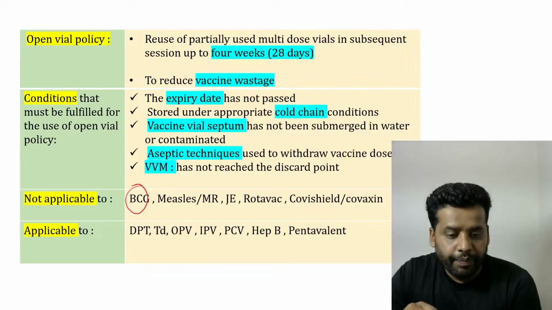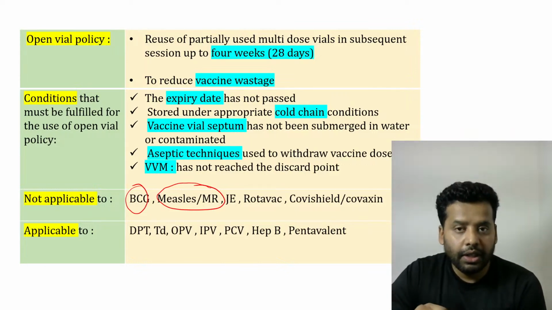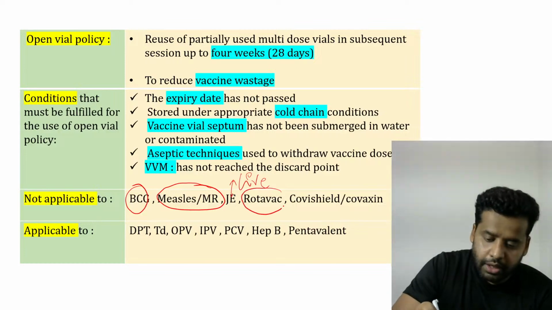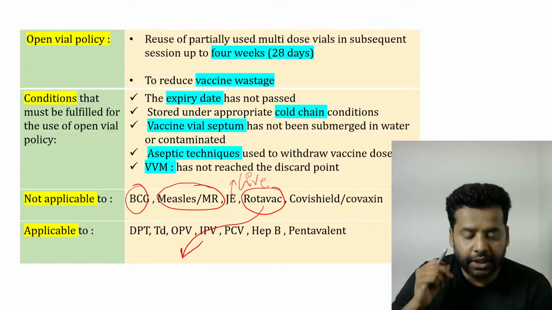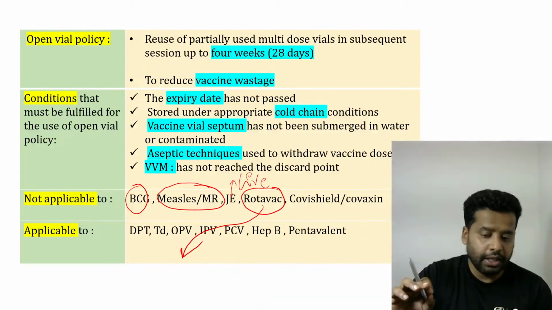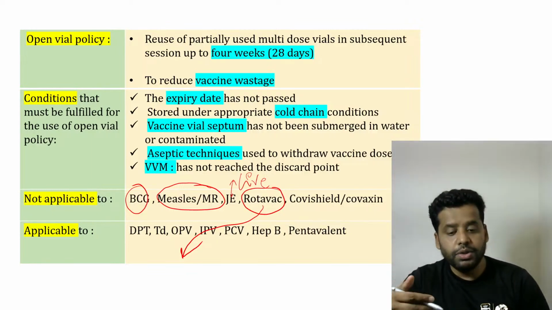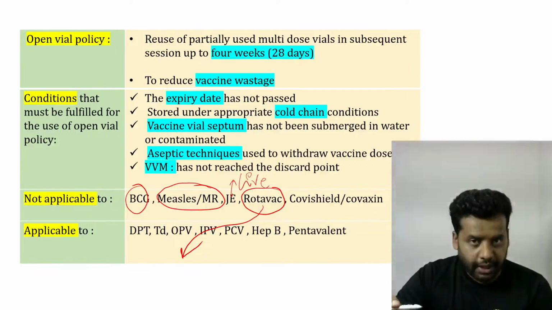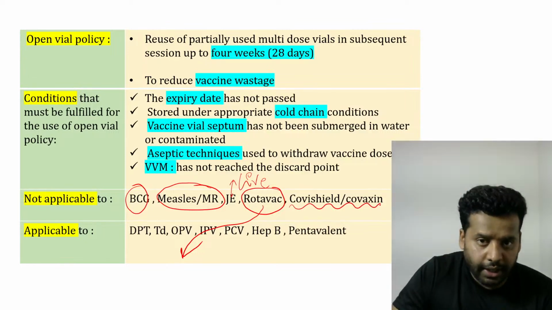BCG diluted. Measles or MR diluted. JE live, you cannot use it. Rotavac, new update is you can use it in the next session. Keep this in mind. Intentionally I'm keeping that because still most of the textbooks or most of the books are writing like this. Rotavac, now it is applicable. You can use it in the next sessions. So just keep this in mind. Covishield, Covaxin, you cannot use it in the next session.